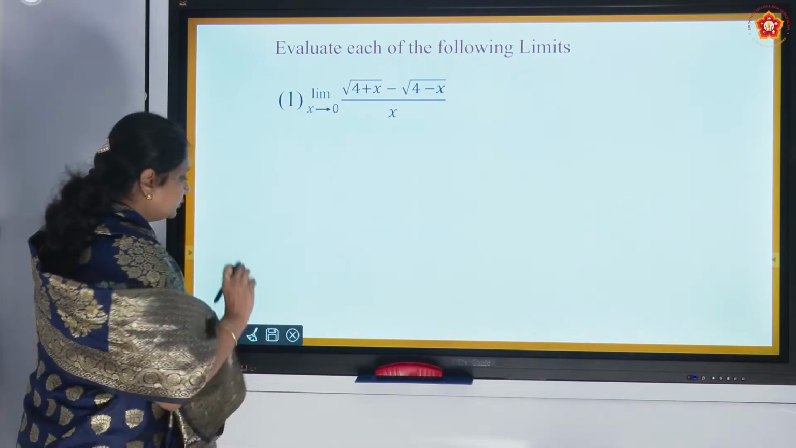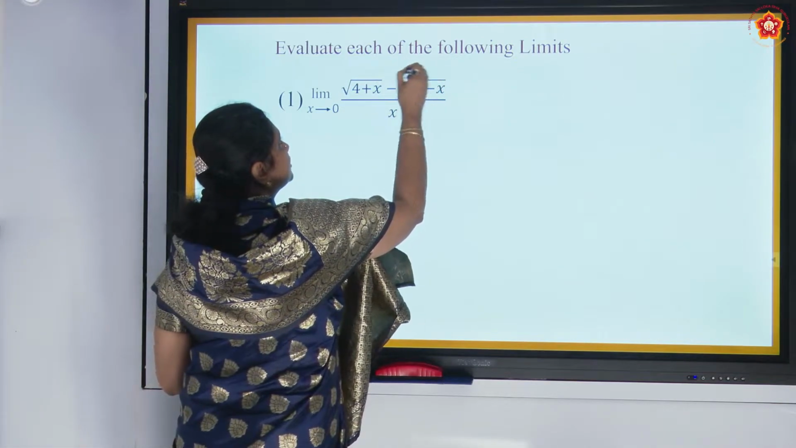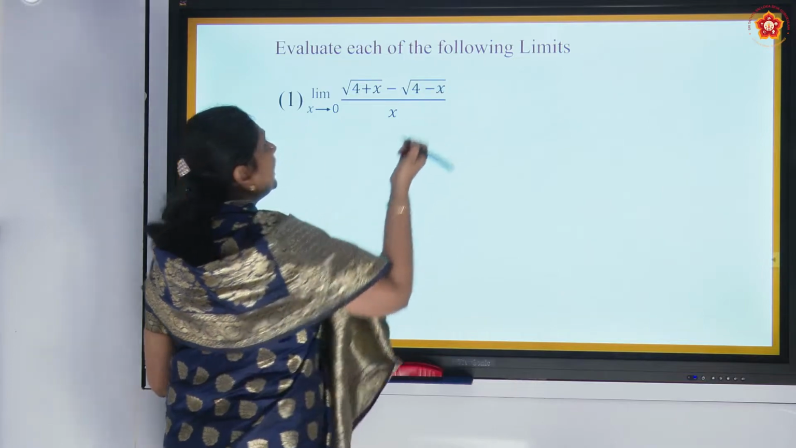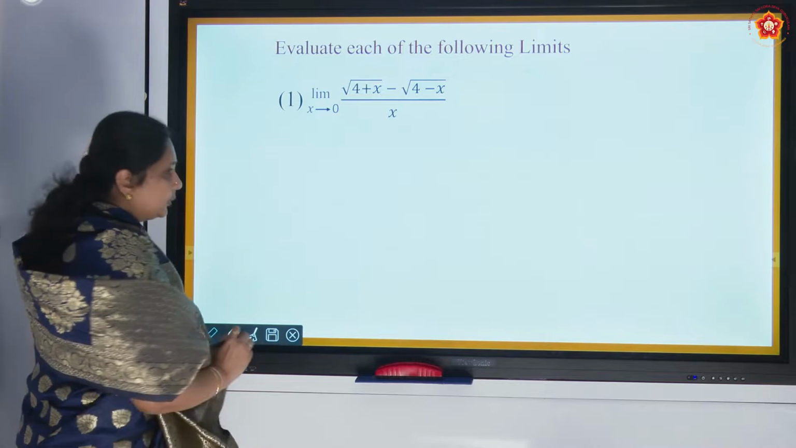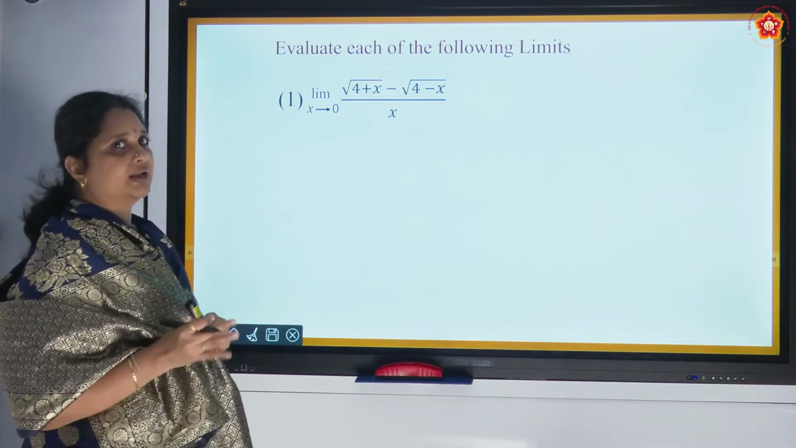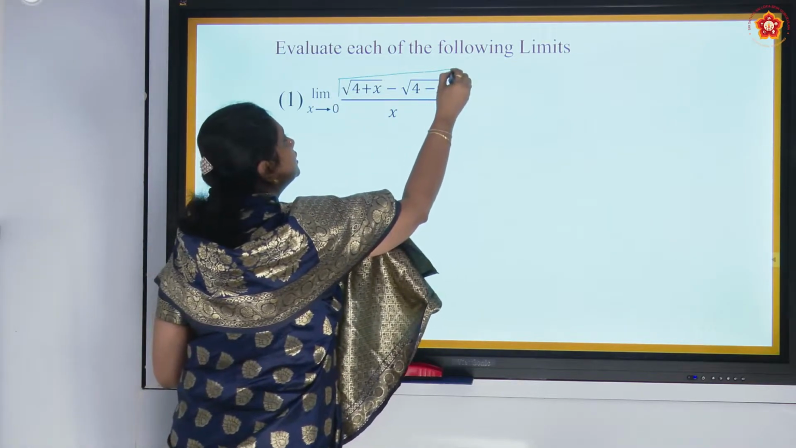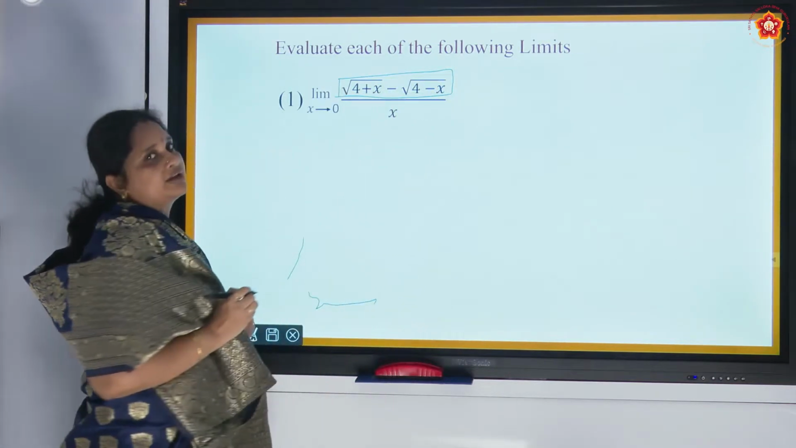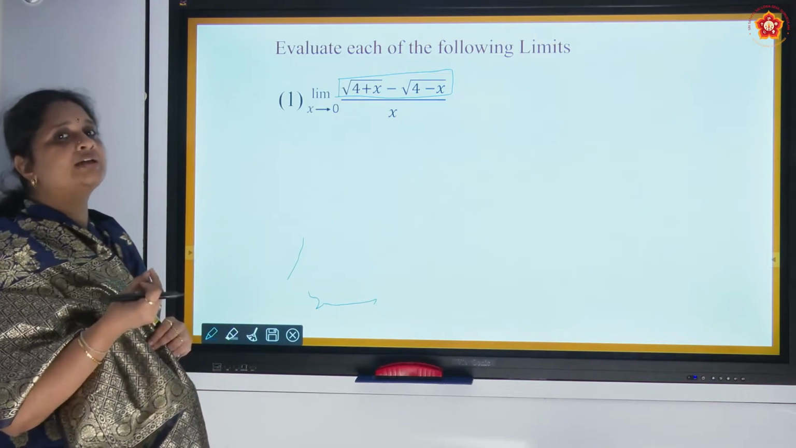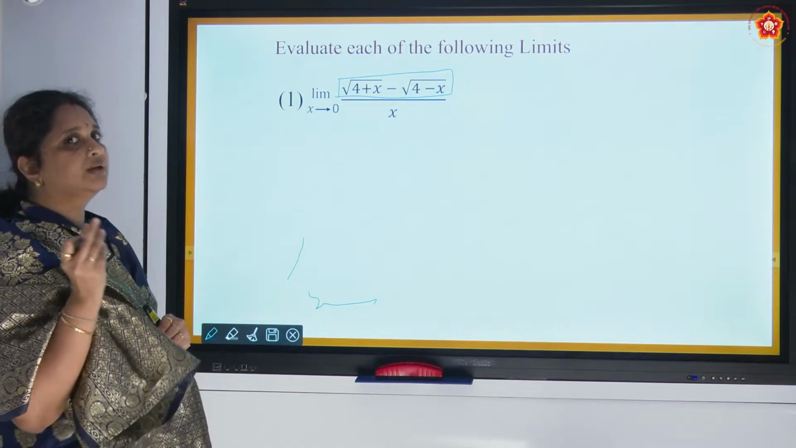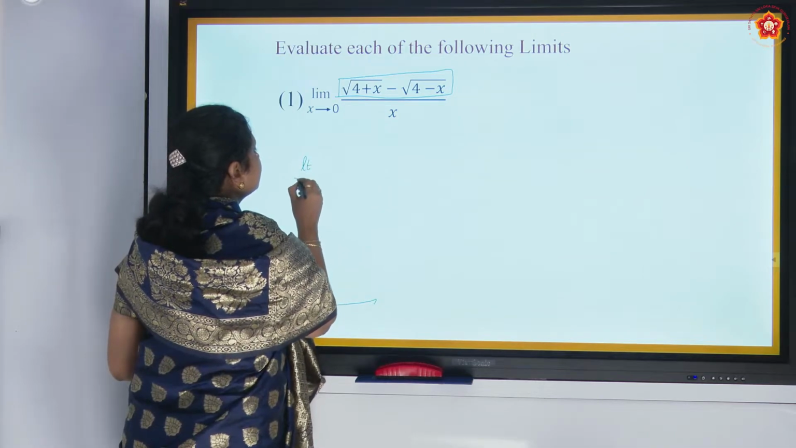So whenever we have irrational functions like this, either on the numerator or on the denominator, we would have to rationalize it. Now I can see that I have an irrational function on the numerator. So I'm going to rationalize it. So how do I rationalize? I multiply by the conjugate of this particular irrational function. So limit x tending to 0.